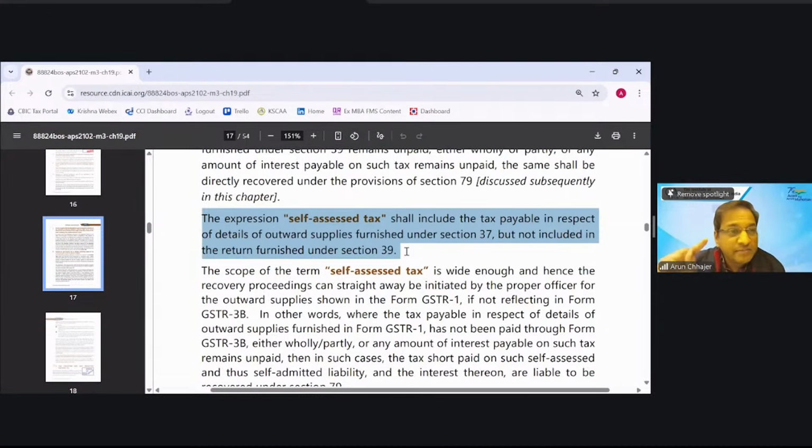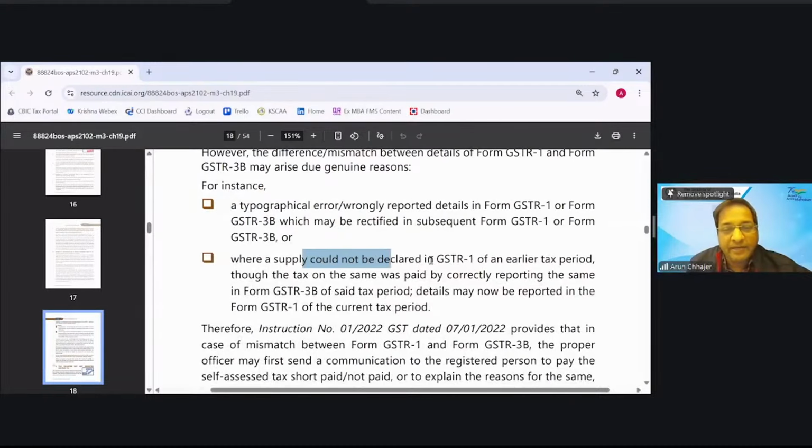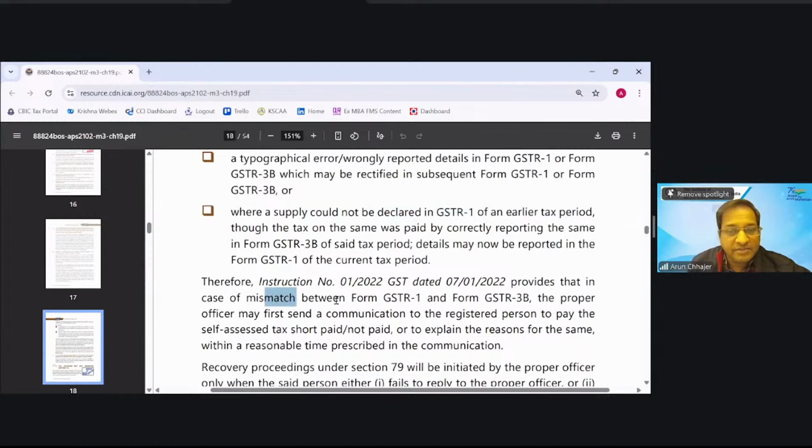Will that difference be collected as self-assessed tax? Prima facie answer would be yes. But again, it says first ask the taxpayer why there is a difference. When the liability could not be declared, instruction 2A provides that in case of a mismatch, the officer may first send a communication to pay the tax short paid or not paid, or to explain the reason, within a reasonable time period given in the communication.